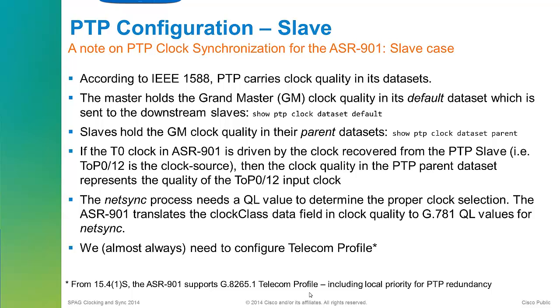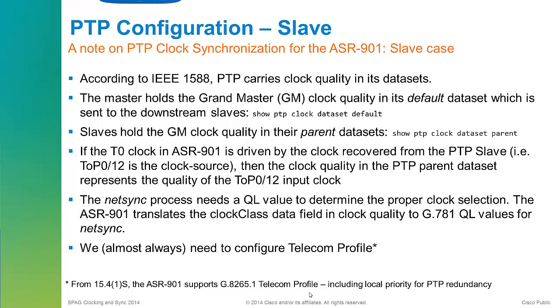But what this means, of course, is that if your T0 has been driven by your clock from the PTP slave, like you've used clock source top 0/12, then the PTP parent data set which you've received from the Grandmaster is the quality of your internal clock. And so if you're synced to a PTP master, which is a primary reference clock, then you will show as being synced to a primary reference clock. And the way that it does this is that PTP has to take its clock quality information, which is usually in the clock class field, and turn it into QL levels from G.781.